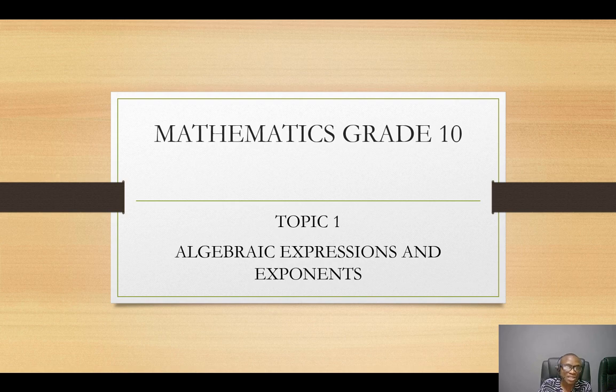You will need these skills of algebra in higher grades, in grade 11, in grade 12. You will need the skill of algebra even at varsity and college level. Very important concept of maths. So let's go through it without wasting time. Algebraic expression and exponent. So I'm going to give you certain skills and certain ideas that you need when you're working with algebra. So let me take you through this content.